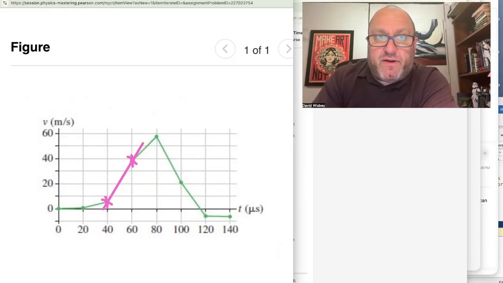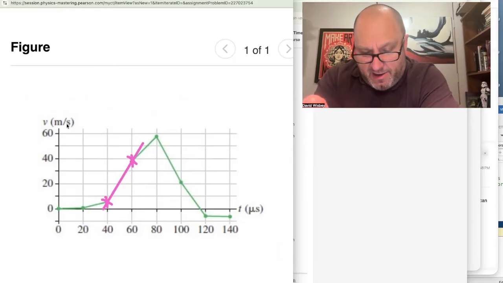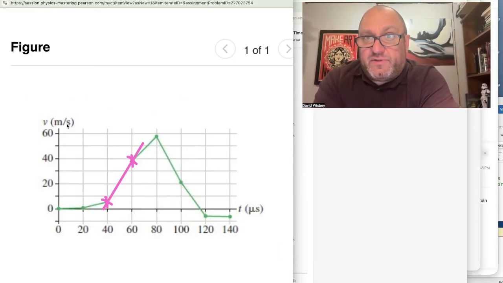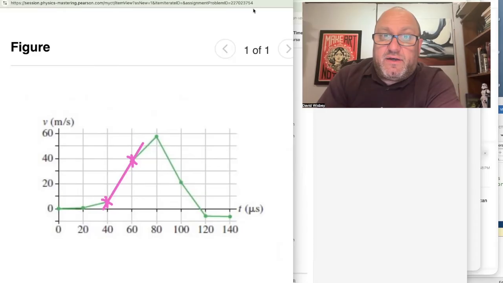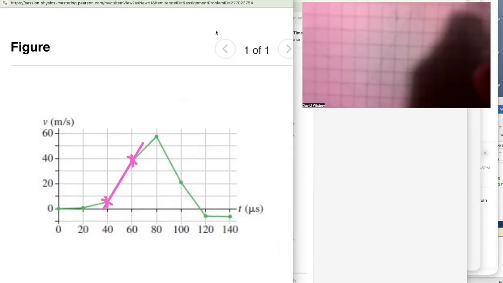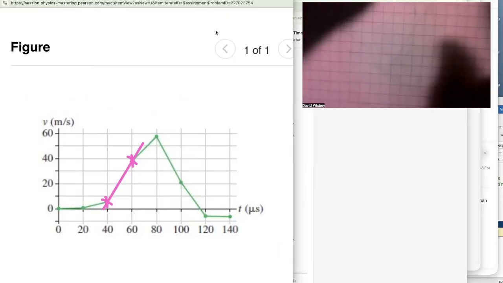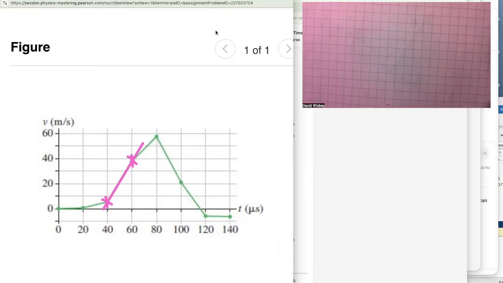So we need to get the acceleration from this plot. Remember, we have a velocity versus time plot, and if we want to find our acceleration, then we need to find the slope of our velocity versus time graph, and that's going to tell us what the acceleration is. So let's switch here, and I'll get ready big enough so that you can see it, and not have the shadow in the picture.